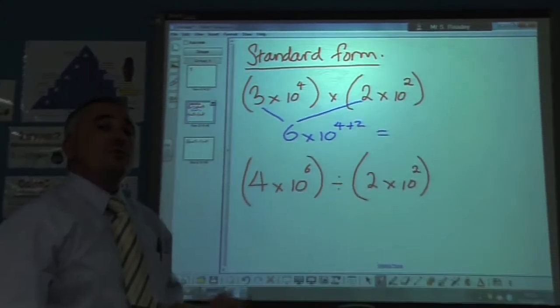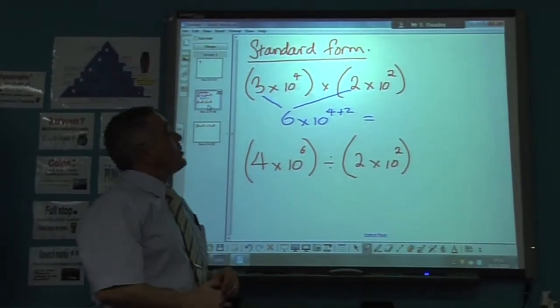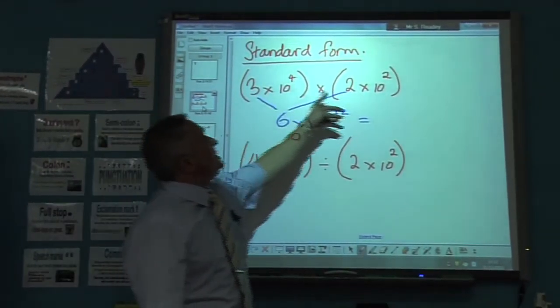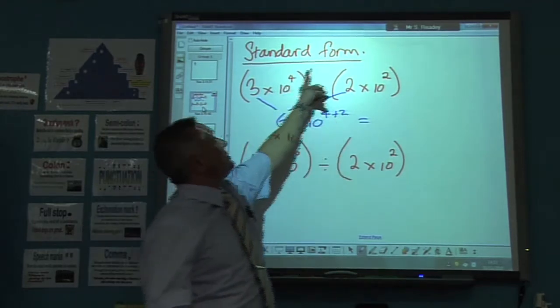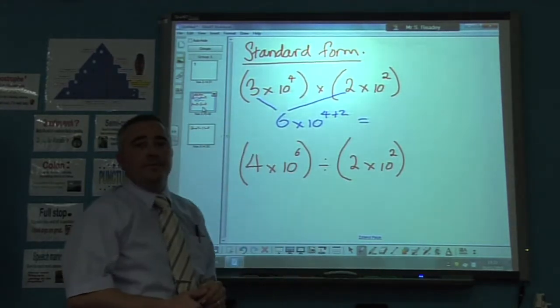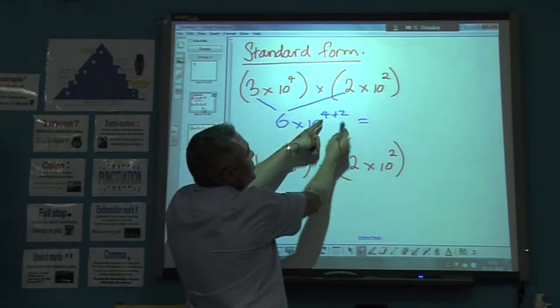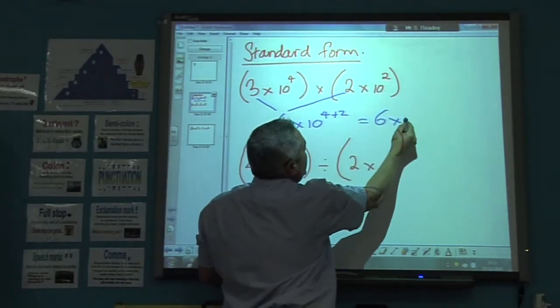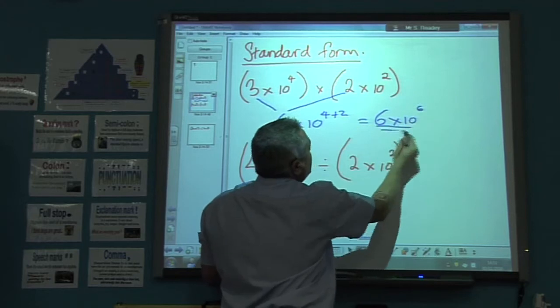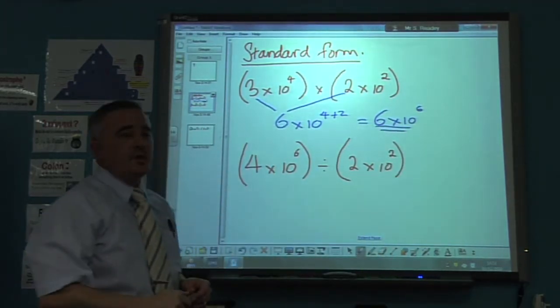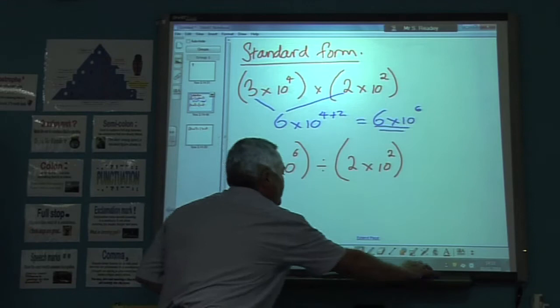Now, bringing us back to our laws of indices, when we're multiplying indices, we add the two together. So, 6 times 10, 4 plus 2, 6 times 10 to the 6. That's my finished answer. Okay, let's just go dividing.